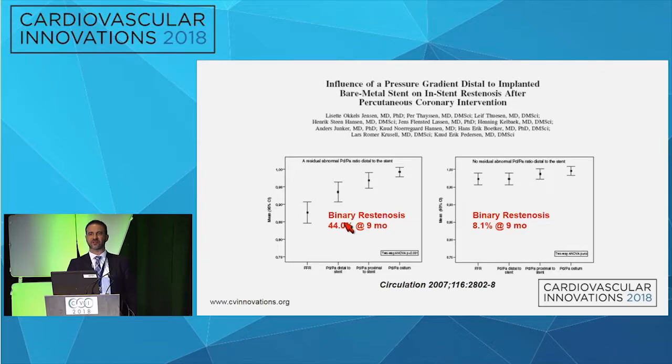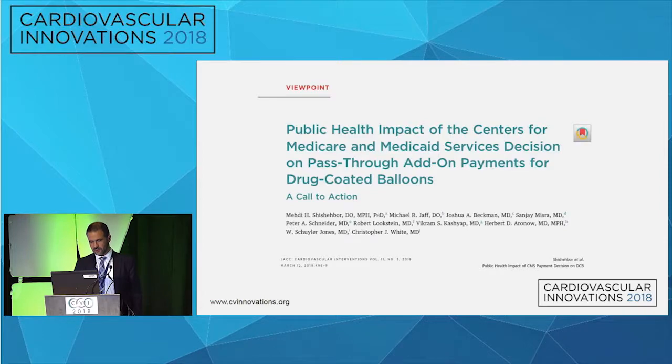But if there is a gradient, the binary stenosis at 9 months was 44%. This is in the era of bare metal stents. If there was no gradient, it was 8%. So if a patient comes in with claudication and we're treating them, and now we're leaving the patient with significant dissection without objective assessment, are we doing the right treatment for those patients?